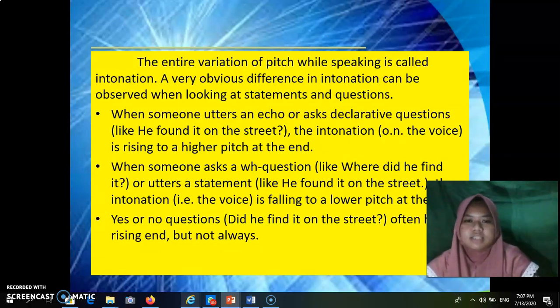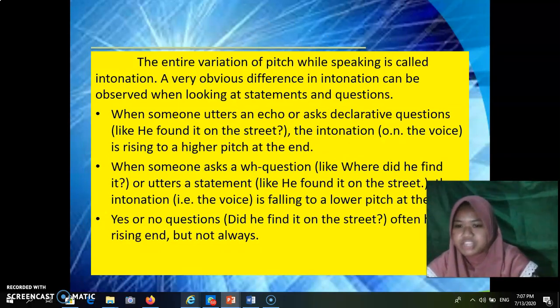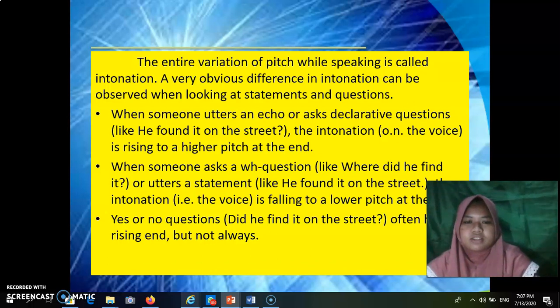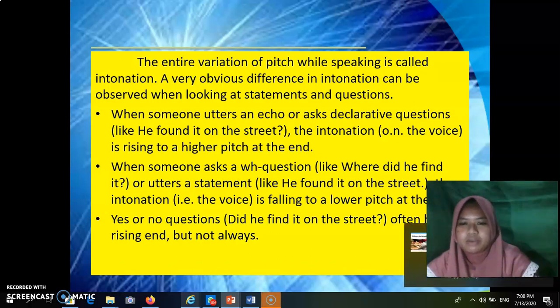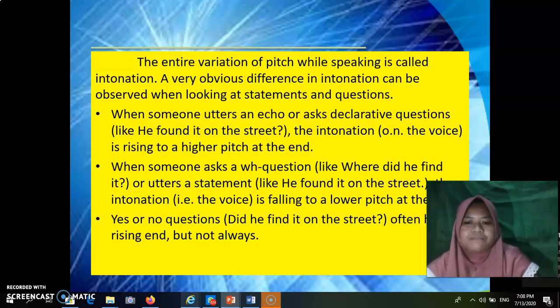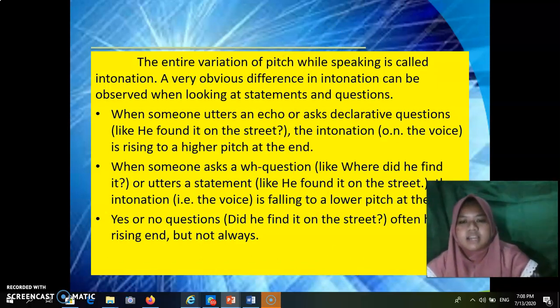The entire variation of pitch while speaking is called intonation. A very obvious difference in intonation can be observed when looking at statements and questions. When someone utters an echo or asks declarative questions, like "he found it on the street?", the intonation is rising, and the voice goes to a higher pitch at the end.